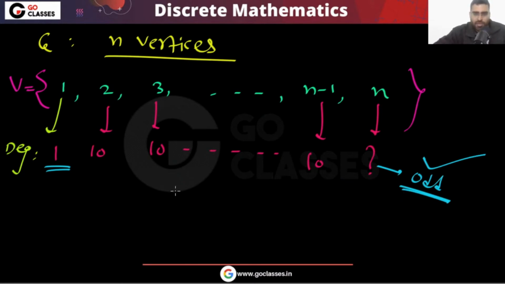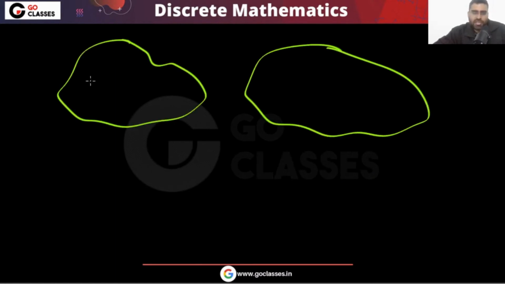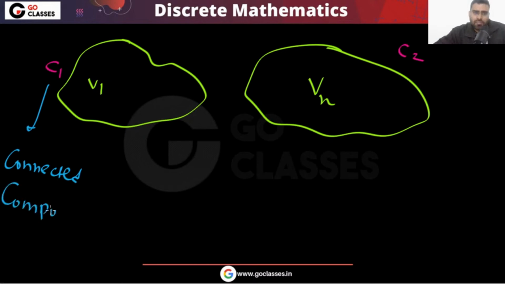Now again, a simple question I am asking. Can I say they must be in the same component? Like this vertex 1, is it possible that vertex 1 is here and vertex n is here? Let's assume this is a connected component. This is your C1, this is your C2. This is a connected component. This is also a connected component. So is this possible?